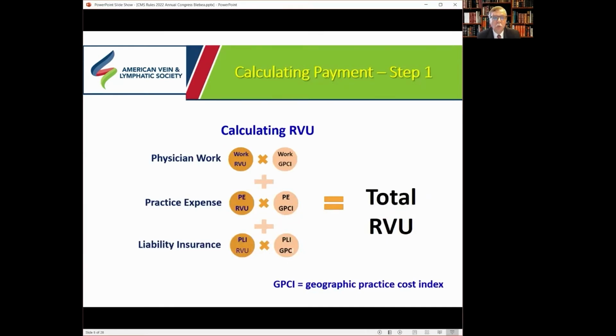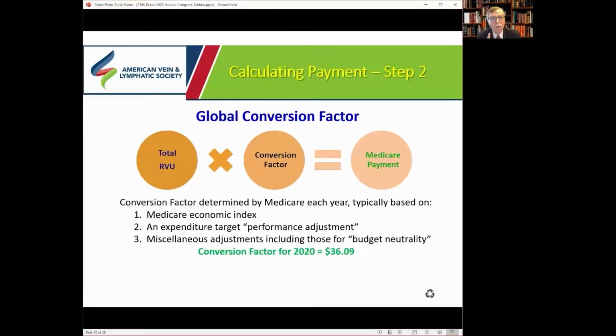But once each individual component of that is assigned a relative value unit, there is another adjustment called the Geographic Practice Cost Index, or GPCI, which effectively takes into account the fact that it's more expensive, say, in California to practice than in Iowa. Then these are all added together to come up to the total RVU that the physician is paid for. But not quite.